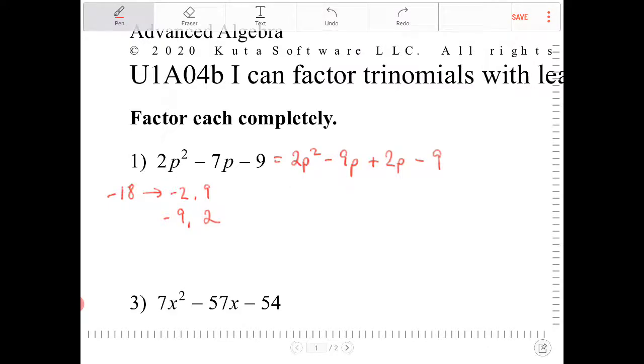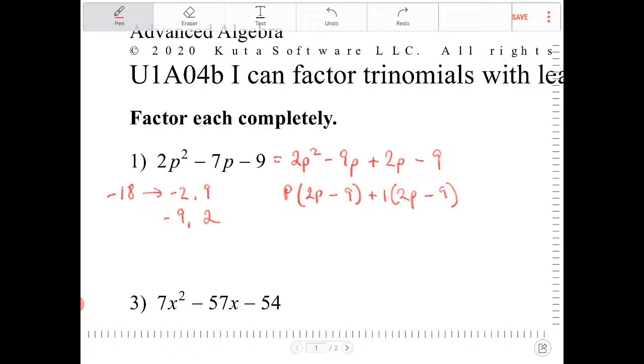However, what I'm going to do is factor out the GCF in front here. So I end up with p times 2p minus 9, and then plus, and I'm going to group this. There's a GCF, and that is 1, times 2p minus 9. If you look at this expression now, the way that it's formatted, do you see a GCF overall? Do you notice that the GCF is in fact the binomial that's in the parentheses?